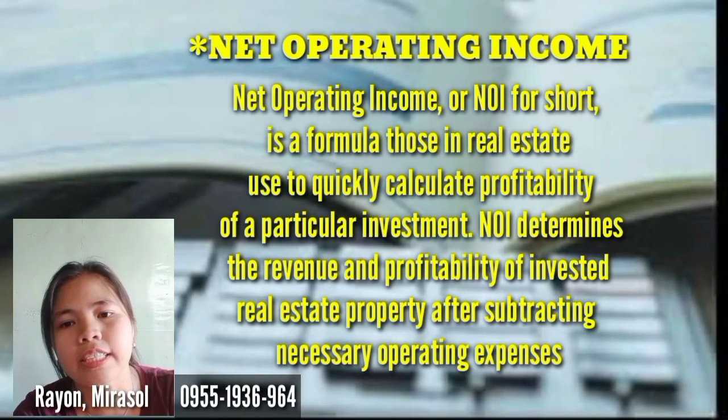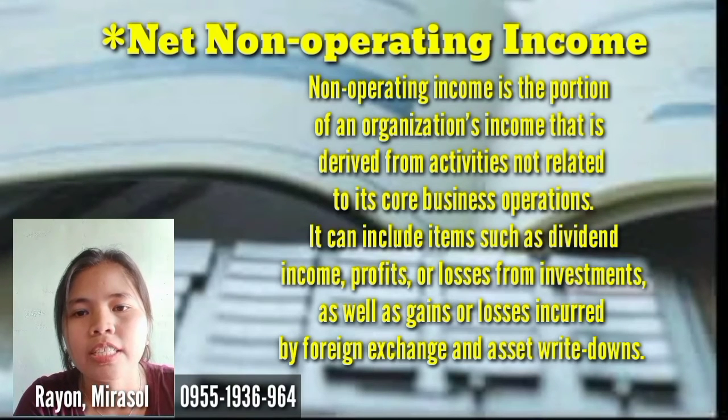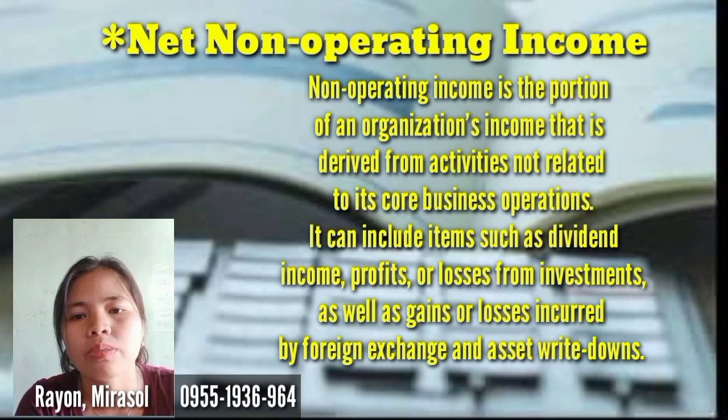Example of net operating income. This can be viewed as the rate of return on a property you purchase in all cash. Net non-operating income is the portion of an organization's income that is derived from activities not related to its core business operations. It can include items such as dividend income, profits or losses from investments, as well as gains or losses incurred by foreign exchange and asset write-downs.